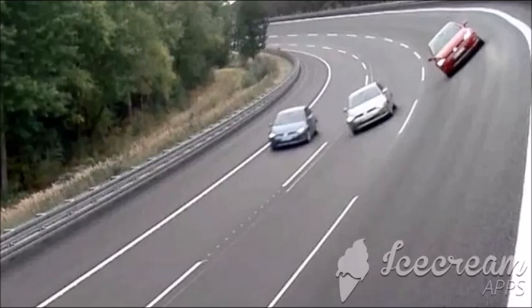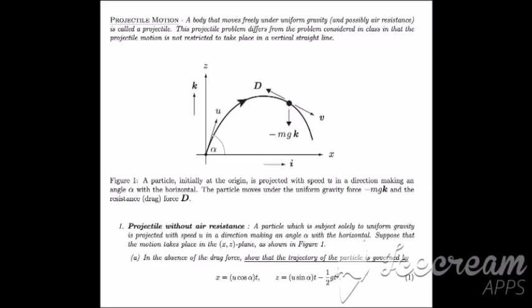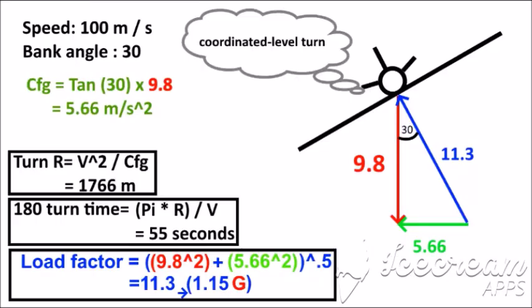The road curves' banking or tilting is calculated based on the 9.8 meters per second squared. Projectiles: the vertical speed of the projectile is always reduced by 9.8 meters per second. And finally, which is my favorite example, and I'm going to take a deeper look at it, the turns of airplanes, more specifically coordinated level turns.